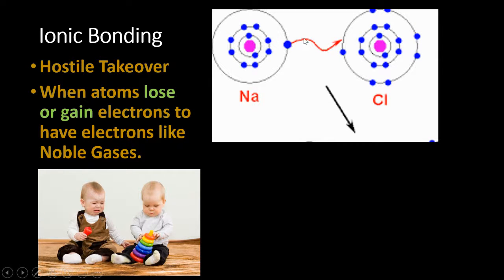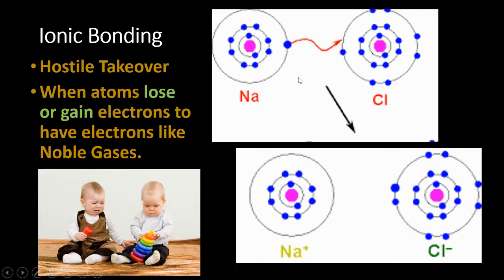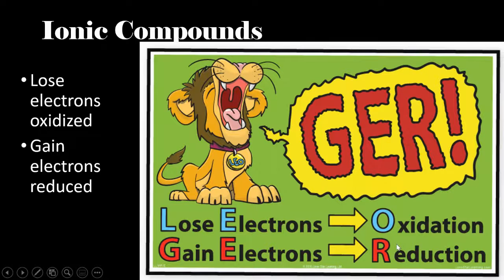Sodium, by losing that one, becomes like a noble gas. Chlorine, by gaining one, becomes a noble gas. So they have this relationship where sodium loses it to chlorine, and now because they're oppositely charged, they stick together.